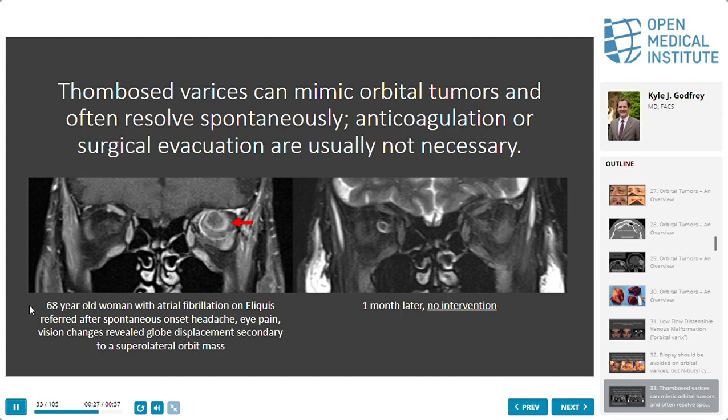So another reason to really review these scans very carefully with neuroradiology. And this patient did have a history that was more consistent with a varix and a really sudden onset, spontaneous change.